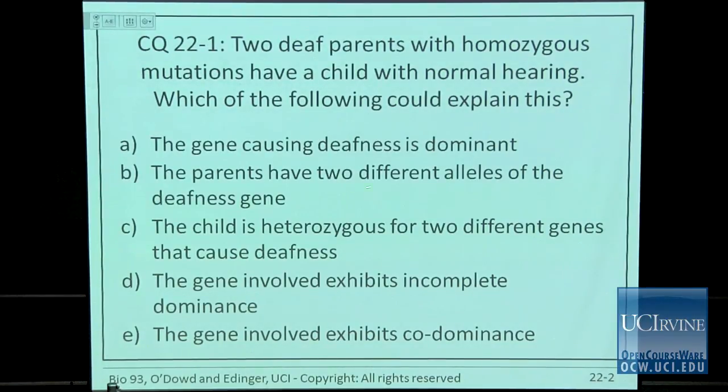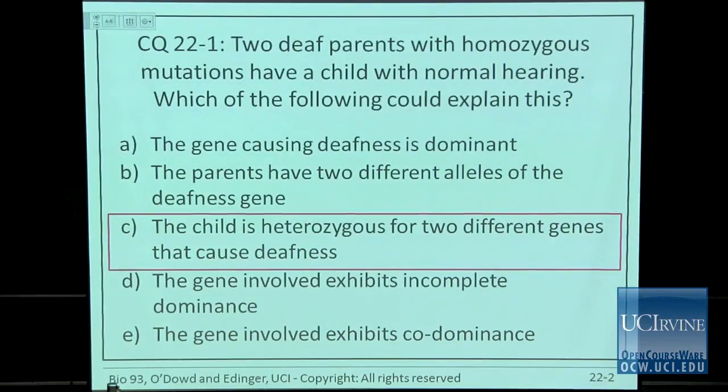B, the parents have two different alleles of the deafness gene. Maybe, we'll talk a little bit in lecture about why that might be true, but that's not my favorite answer. C, the child is heterozygous for two different genes that cause deafness. That's my favorite answer. I think this is the best answer. The other ones could be right. That's what we're going to talk about today, epistasis.